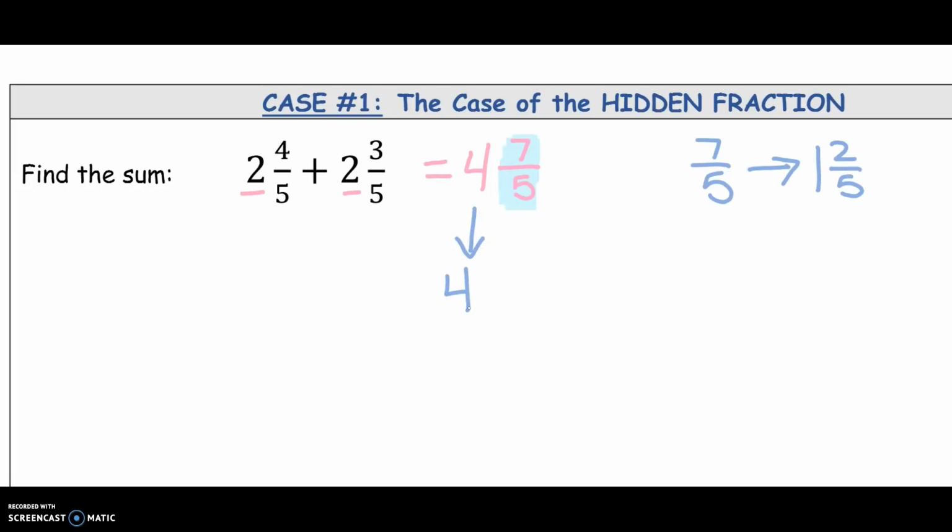So now we have 4 wholes, but 7/5 is an improper fraction. We said it is equal to 1 2/5. So we're going to combine that with 1 2/5. And let's just add our whole numbers, 4 plus 1, and we get 5 2/5 as our final answer.